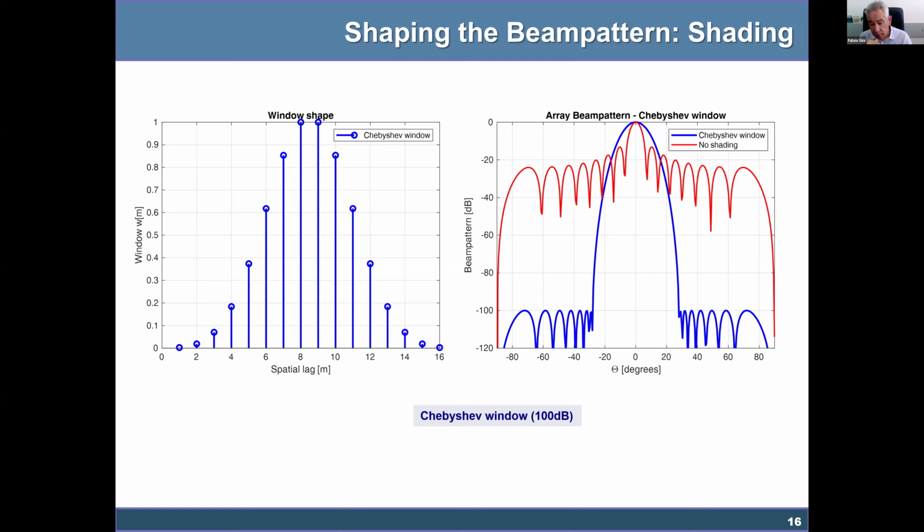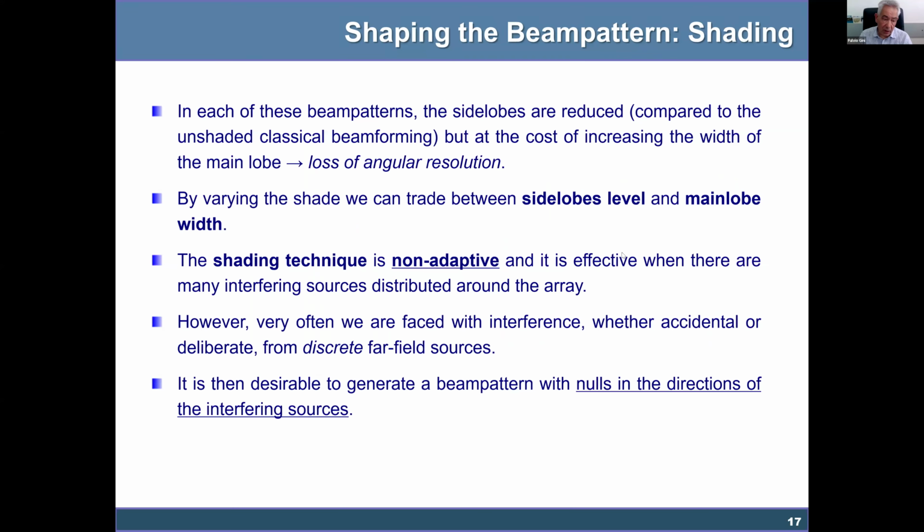The idea is that if you push down the side lobe, whatever is the directional arrival of the other source, of the jammer, if you reduce the side lobe, you reduce the risk of masking. This is the idea behind this method. So the shading or tapering technique is absolutely a non-adaptive method, and it works well if you have interference and sources distributed around the array, so coming from various angles.